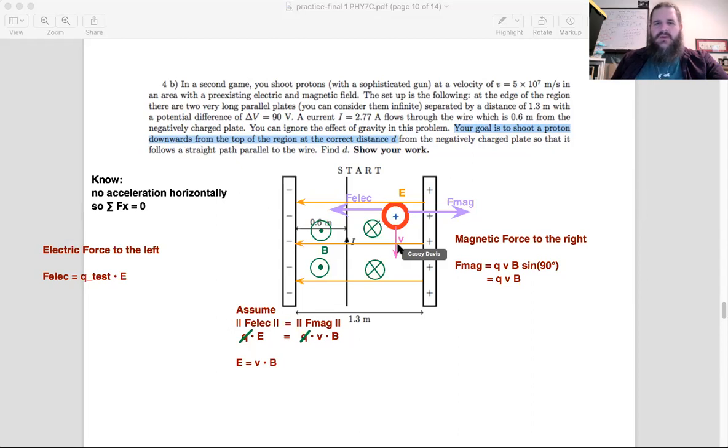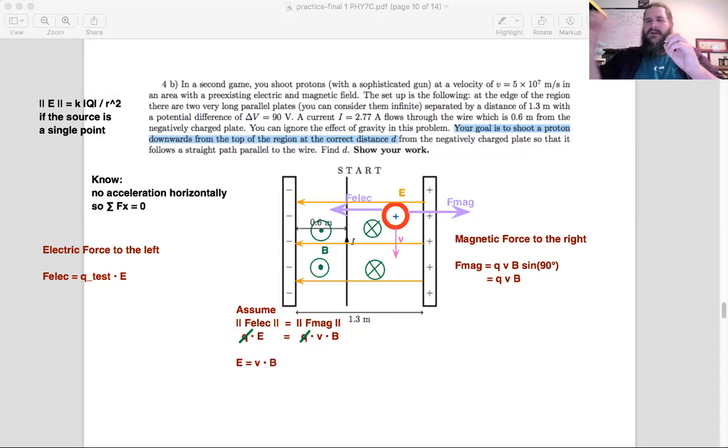KQ over R squared, that's going to work anytime you're talking about the electric field from what sort of source? Yeah, from a point charge. Electric field, at least magnitude of electric field, equals K times Q over R squared if the source is a single point, or small enough and we're far enough away from it that we can treat it as a single point. Is that the case here? Is the electric field being caused by a single point charge? No, we've got these giant plates of charge. So we can't use KQ over R squared here.